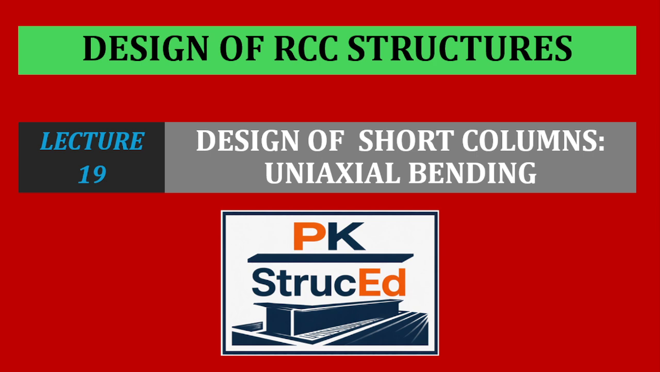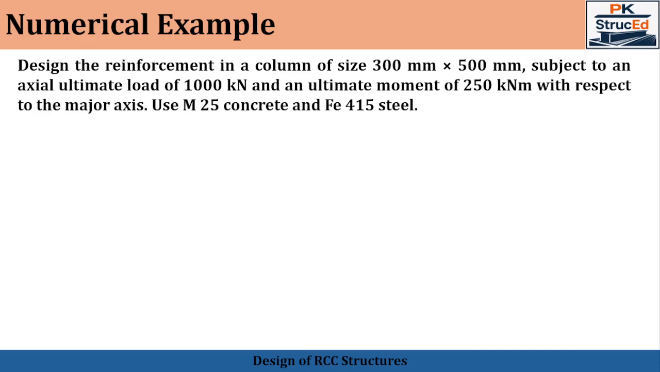So, when a column is subjected to axial load along with a moment about one axis alone, it is called uniaxial bending. This means bending occurs only about the major axis or minor axis. The compression stress may vary linearly across the section, and one side may have higher compression than the other. With this background, let us solve this numerical example.